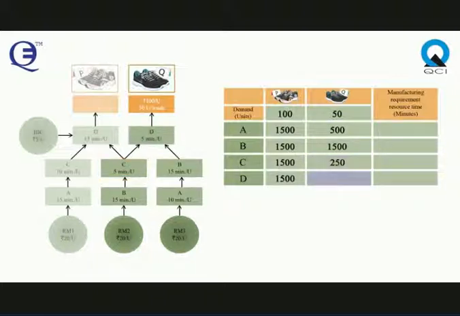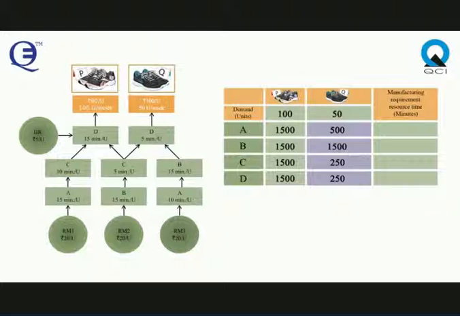Let's go to machine D. Machine D also needs 5 minutes of processing time to make 1 of Q, and for this 5 minutes it uses 1 of raw material 2 and 1 of raw material 3. So the total load for making 50 units of Q comes to 250 minutes on machine D. If you look at the chart, it looks like this. You have product P and product Q. They have a demand of 100 and 50. And for this demand, the manufacturing resource requirement time is like this. A, B, C, D: 1500, 1500, 1500, 1500. For Q: 500, 1500, 250, 250.